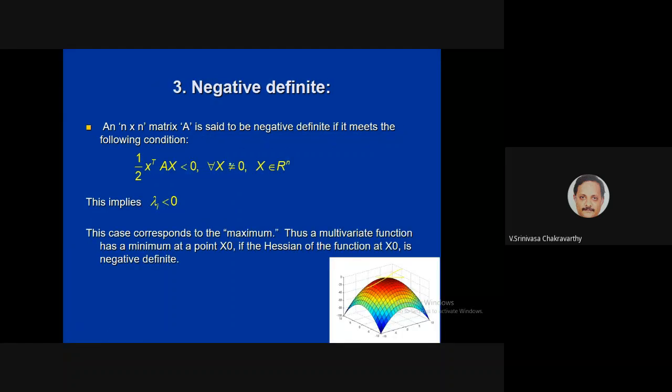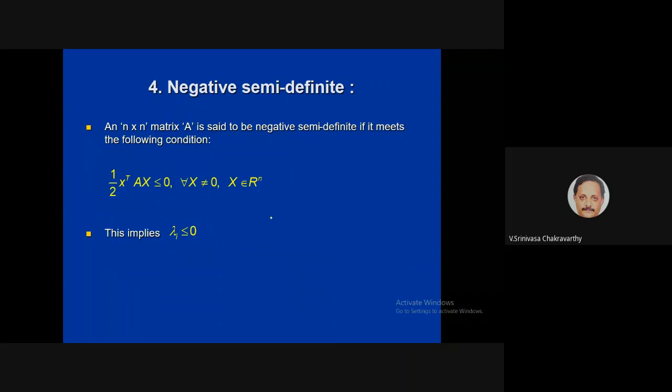The negative definite means all the eigenvalues are negative. That means the corresponding quadratic form x transpose Ax is strictly negative for all x not equal to zero. Okay, so this is for all i. So this is where we get the concept of a maximum. That means a multivariate function has a maximum at a point x naught, right, when the Hessian of the function at x naught is negative definite. Okay, so you can find definiteness by looking at the eigenvalues of that matrix.